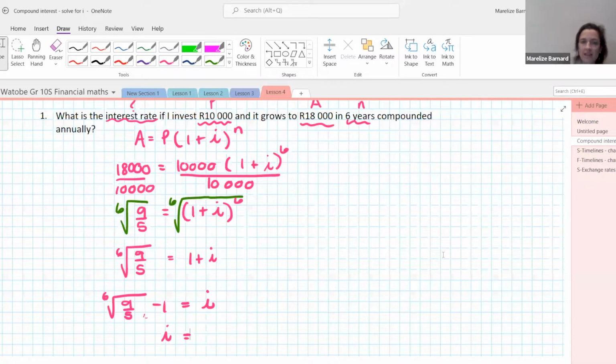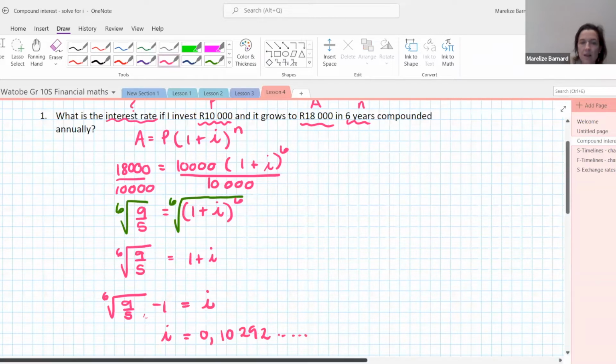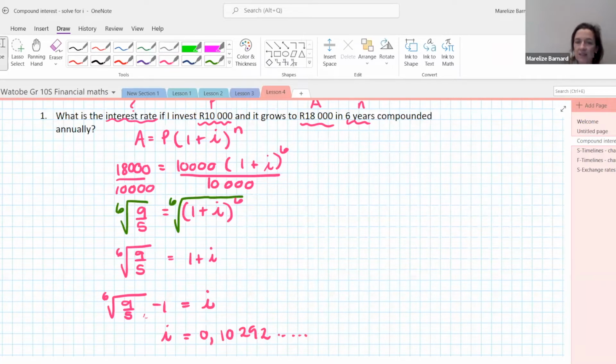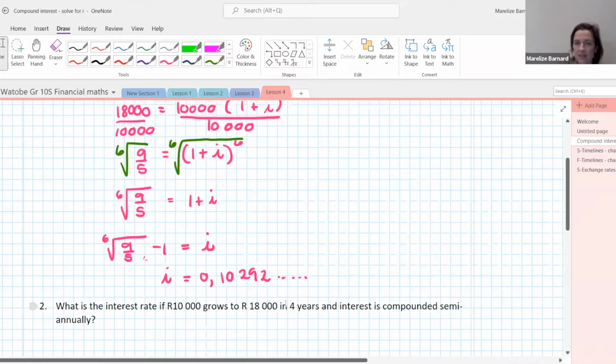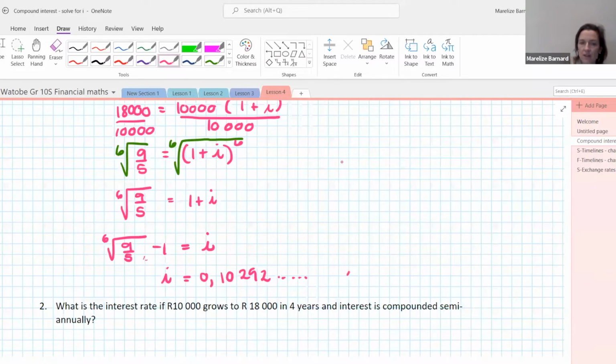Let's not round yet. Let's just get our I, which is 0,10292 with lots of decimal places, but we need a percentage because the interest rate is a percentage. So for our final answer, we need to times that by 100, and only then are we going to round. So we only round in our very last step. We don't round here in this step, and we don't round here. We only round here at the very end.